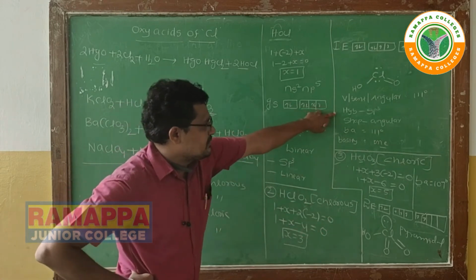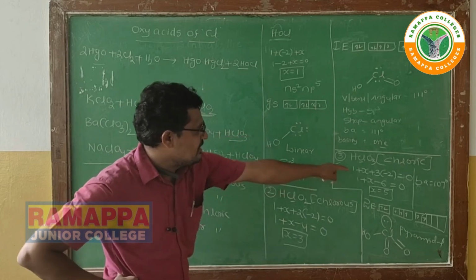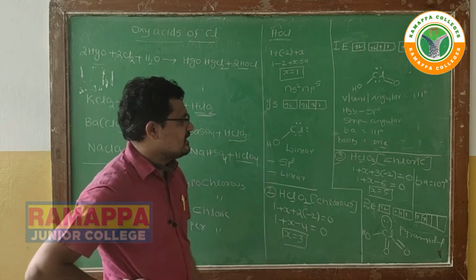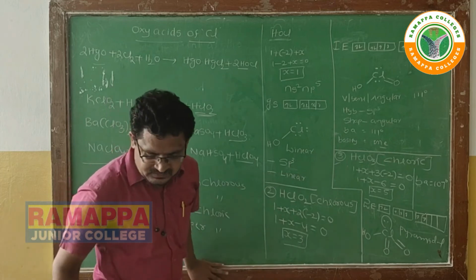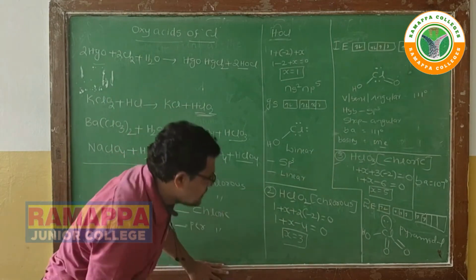Now it undergoes sp3 hybridization. Its shape of the molecule is pyramidal. Its bond angle is 107 degrees and basicity is also 1. This is the third type of oxy acids of chlorine.